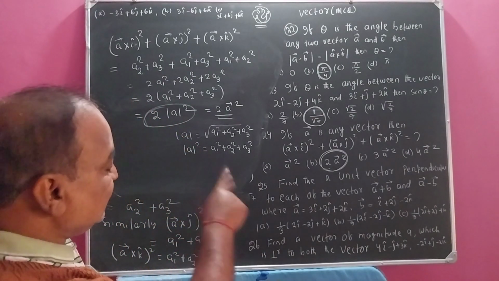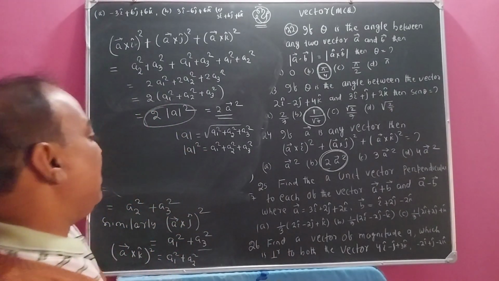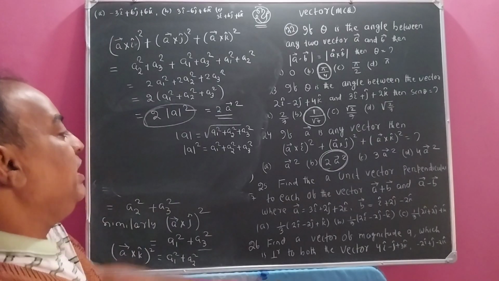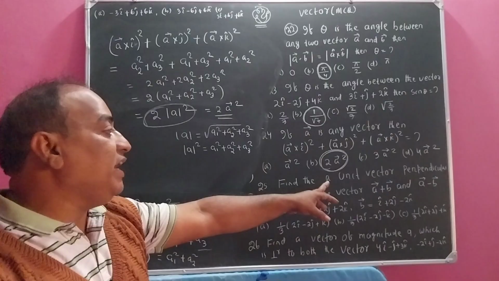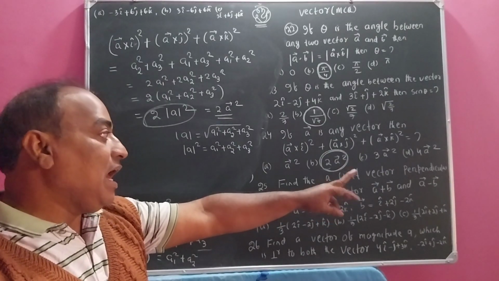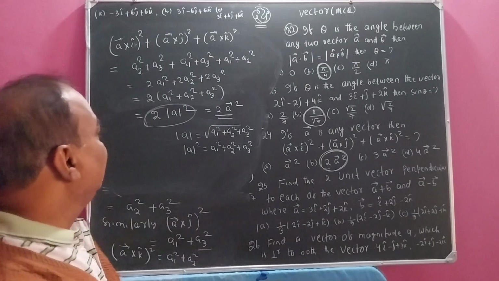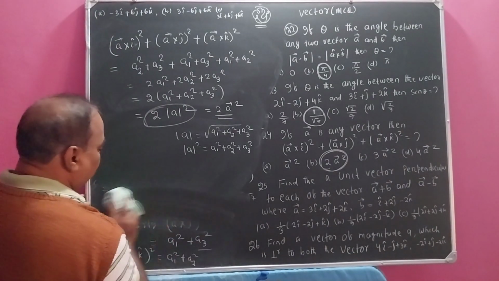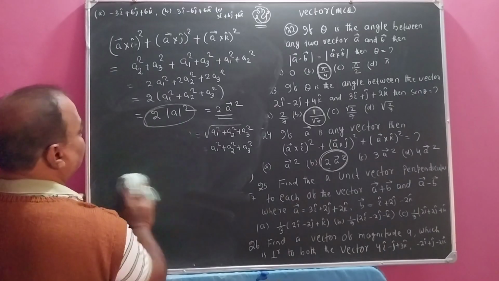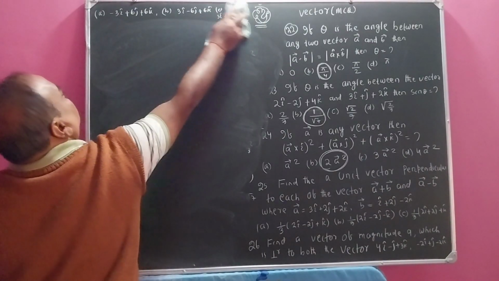Now we will discuss question number 25. What is question number 25? Find a unit vector perpendicular to each of the vectors a plus b and a minus b, where the a vector and b vector are given. Our aim is to find the unit vector. What is the result? We have to discuss it. Write out question number 25.